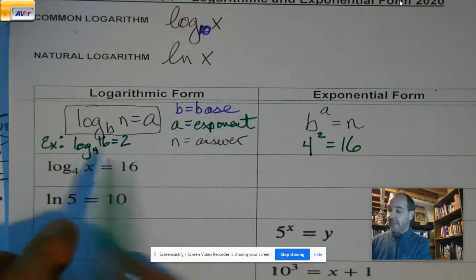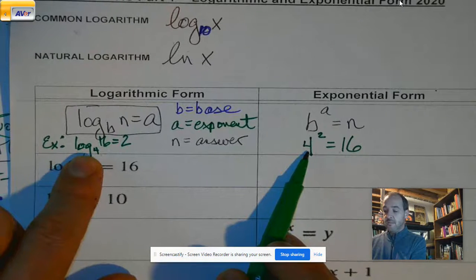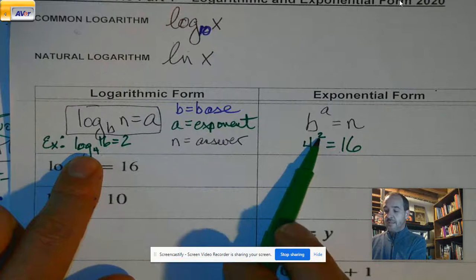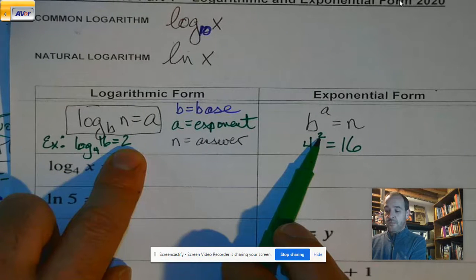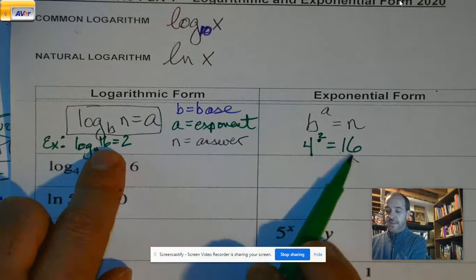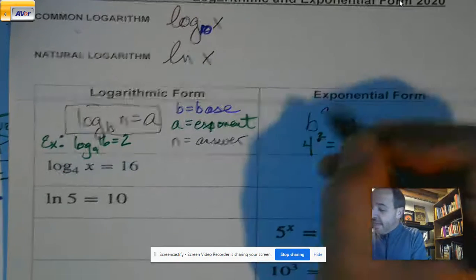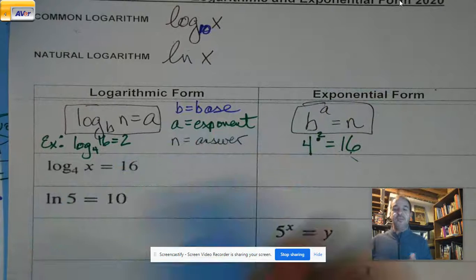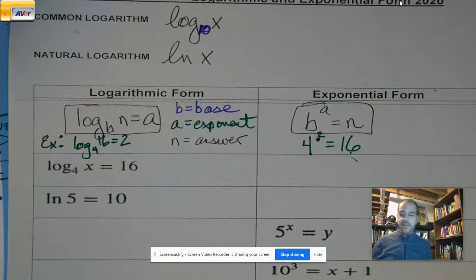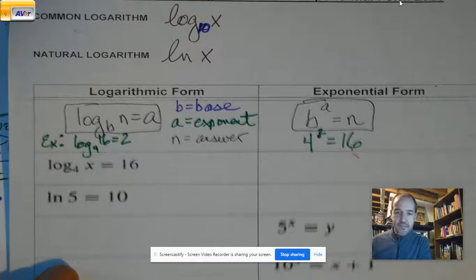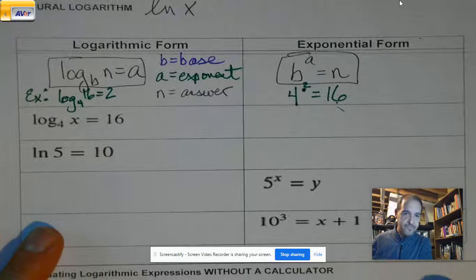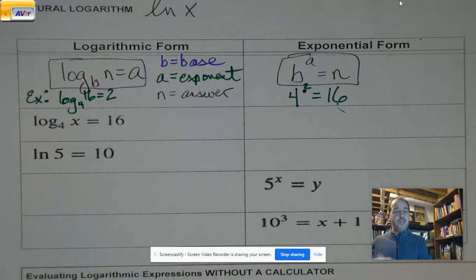Because notice everything's still in the same places. That's still my base, okay? A is still my exponent of sorts, and that's still my answer. So we've just got to get used to going back and forth with these. And that's the biggest challenge, but we also are going to have this to use as we need it before we get there. So in this next level down, we're going to work on going from logarithmic to exponential and back and forth, okay?